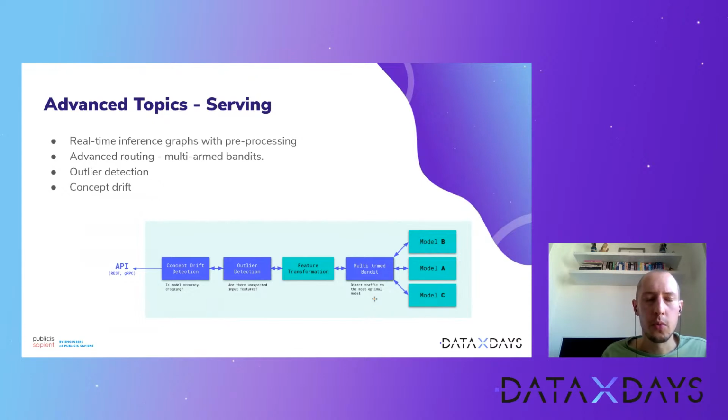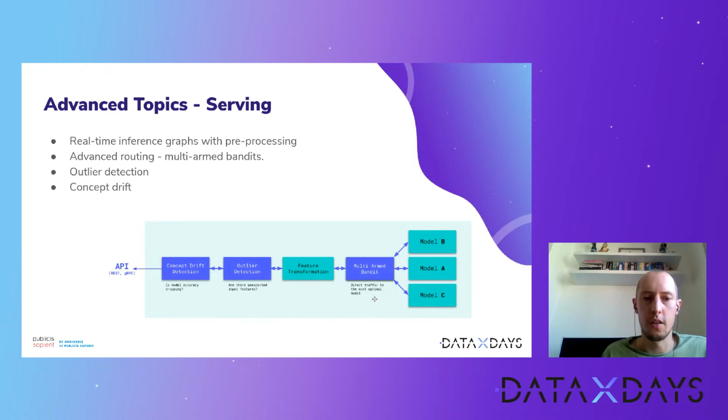There are also more advanced topics within the serving space. So you get, for example, real-time inference graphs. We can think of this as, say, needing feature transformations. So if there's a transformation or cleaning type steps that are to be done on the data before making a prediction, that can be done in a separate step within the prediction graph. And that step could then be reusable on other models, for example.